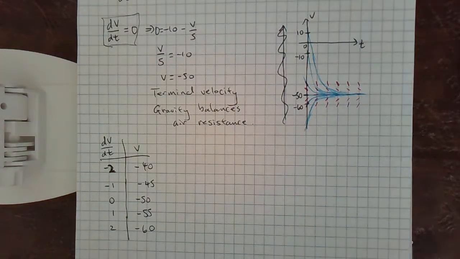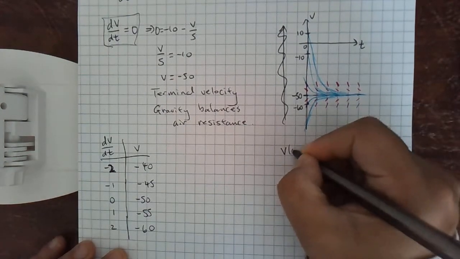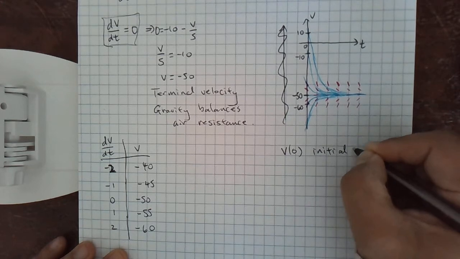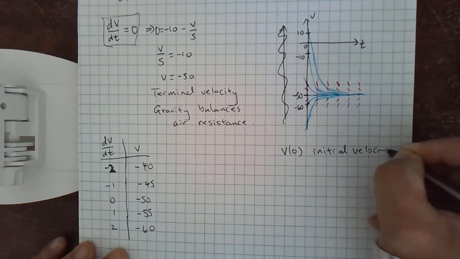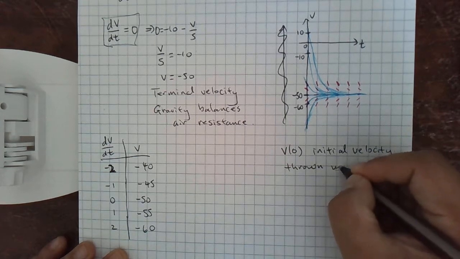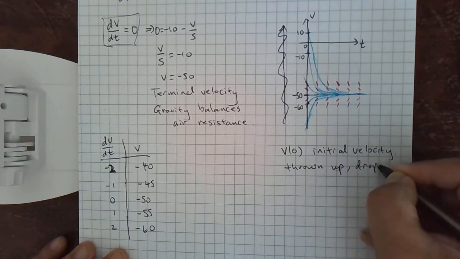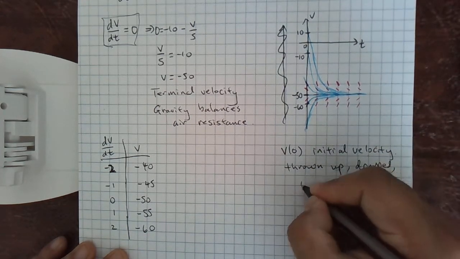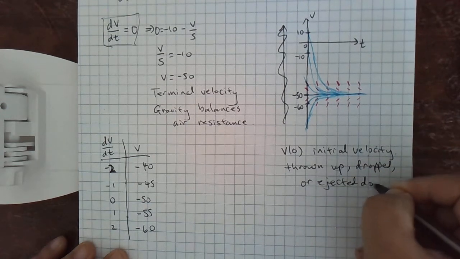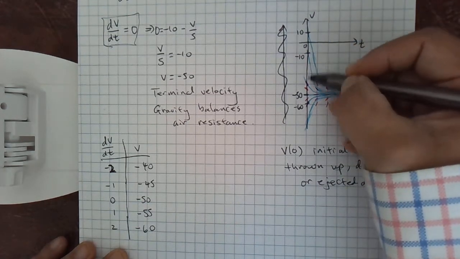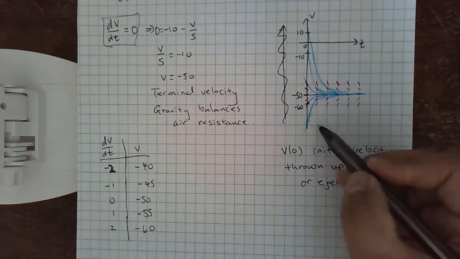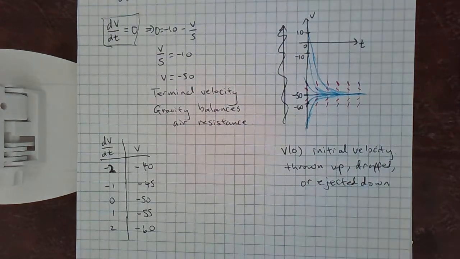Okay, so v of 0 gives us the initial velocity. That's if you're thrown up, dropped, or ejected down. You might be in a plane and they actually throw you downwards. That's all of these negative initial velocities. You get thrown down. And some of them you slow down, some of them you speed up.